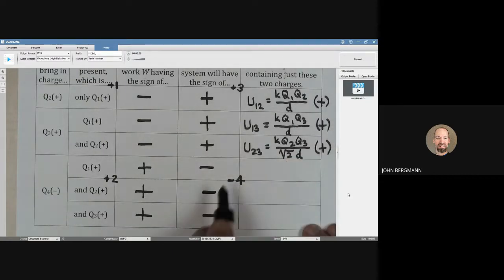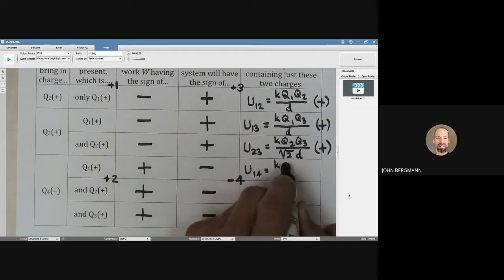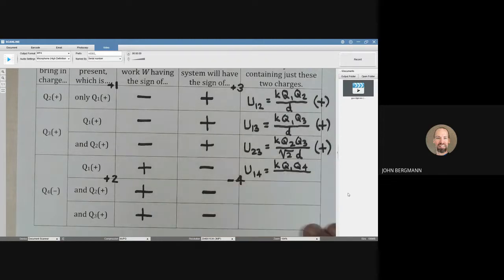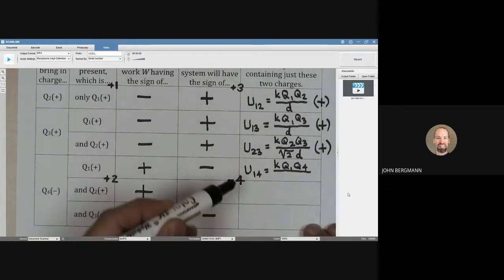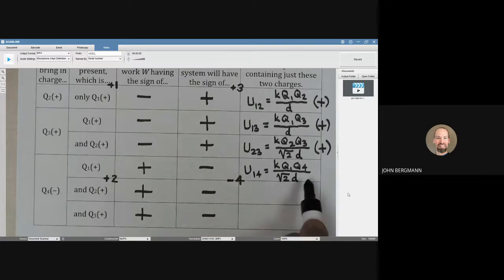What about when we bring charge 4 in? The potential energy between 1 and 4 is going to be K times Q1 times Q4 divided by, what's the distance between 1 and 4? Again, opposite corners of the square. So root 2 times D. And Q1 is positive, but Q4 is negative.